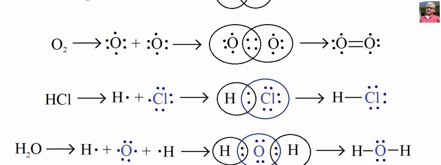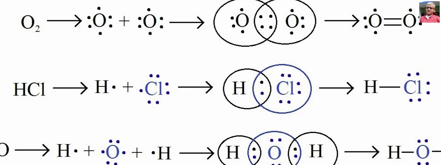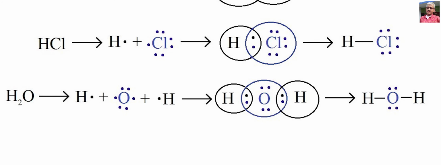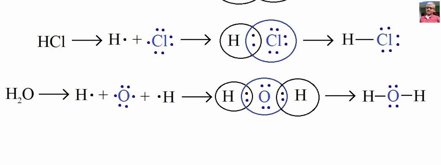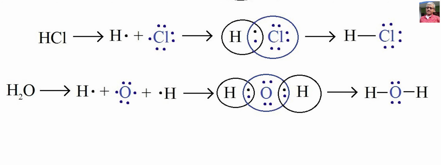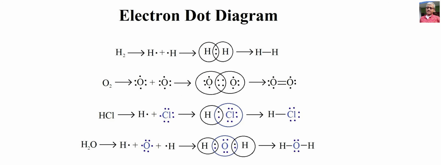Here both hydrogen and chlorine atoms need one electron each for their stability, and they do so by forming one electron pair which they share. Similarly, for the water molecule, the oxygen atom needs two electrons and two hydrogen atoms need one each. They ultimately satisfy themselves by forming two OH bonds. The electrons which are not involved in bond formation are known as lone pairs or non-bonding electrons.